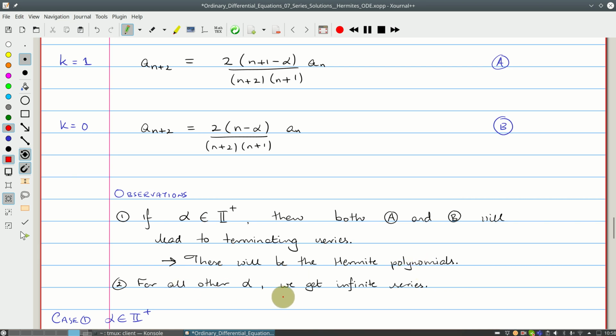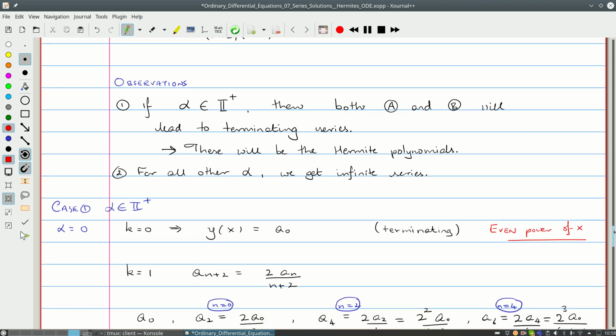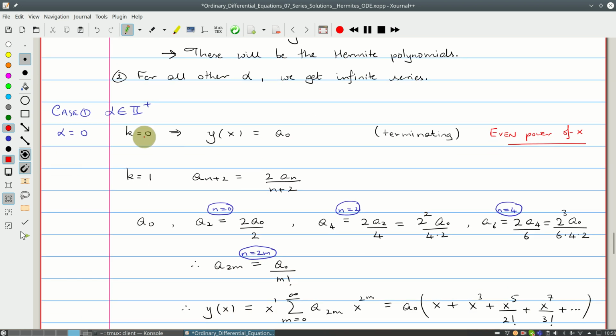For all other values of alpha, we will get an infinite series. It will be non-terminating. So let's do this case by case. Case 1, we will choose alpha to be a positive integer. Let's choose alpha to be 0. So let's take the case k is equal to 0.